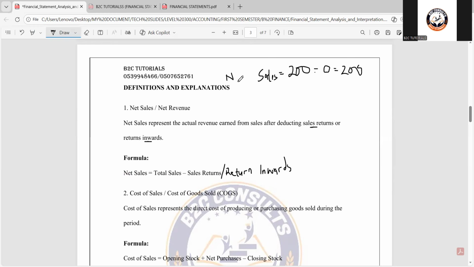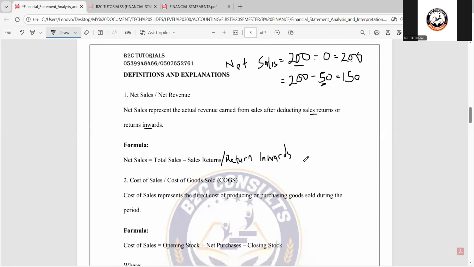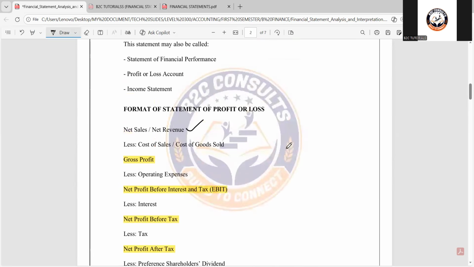But assuming that you sold the goods for 200 CDs, and a customer was dissatisfied, so the customer returned 50. You definitely have to pay the customer the 50. So what will be left with you is 150. That is what we call net sales. If you don't see sales return or return inwards in your questions, then whatever you sold and collected becomes the net sales. That explains the first part of the format called net sales.